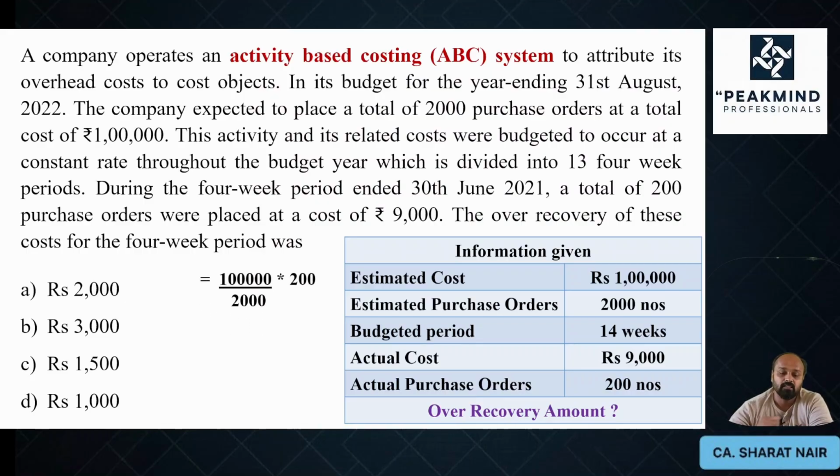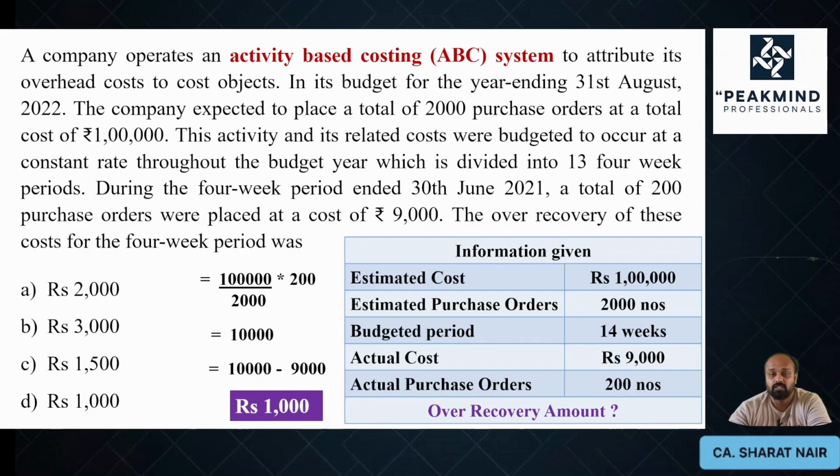So see here, 1 lakh budgeted cost divided by budgeted orders gives me budgeted cost per order, which will be 10,000 divided by 2,000 into actual purchase orders. I will get my absorbed overhead, which is 10,000 rupees. Now actual incurred is 9,000 and absorbed is 10,000 for 4 weeks. So effectively, what is the difference? That is 1,000. So the 1,000 is over recovery. Why is it said so? Though I have incurred 9,000, in the product I have absorbed 10,000. So the correct option is option D.